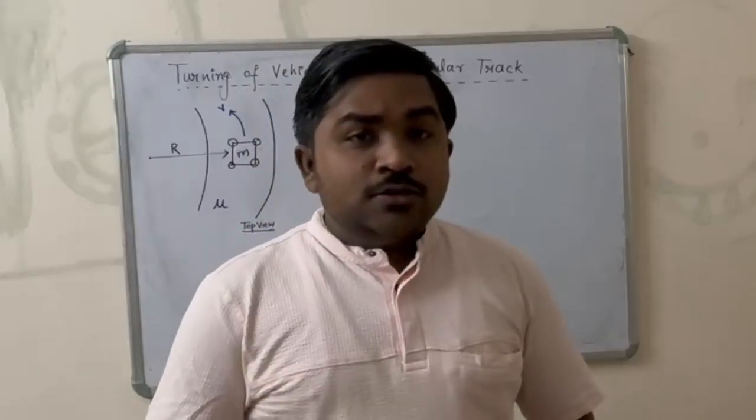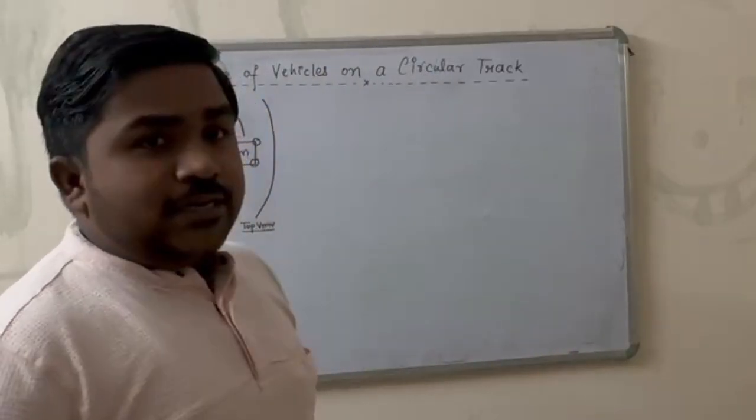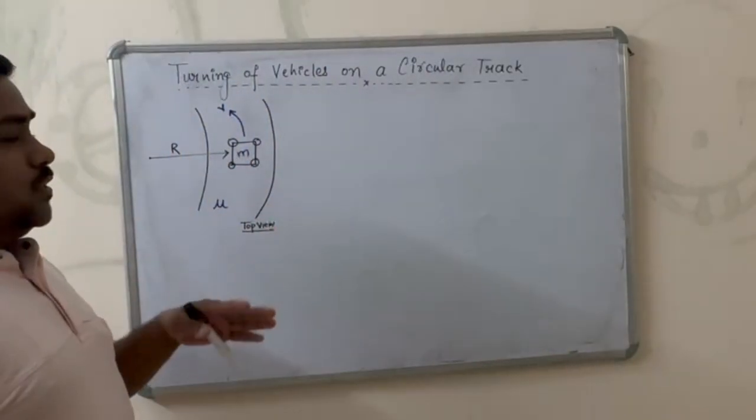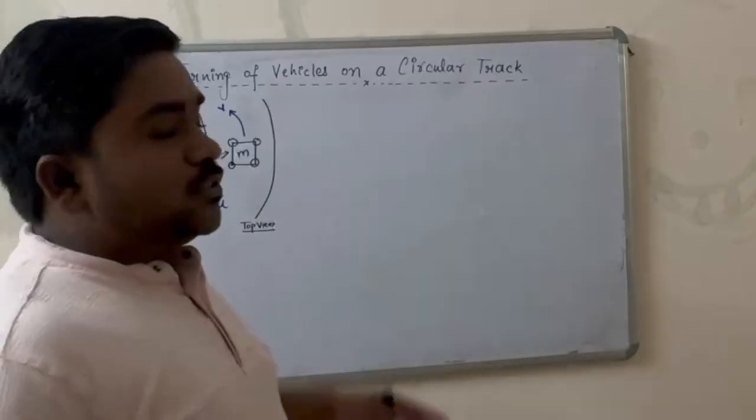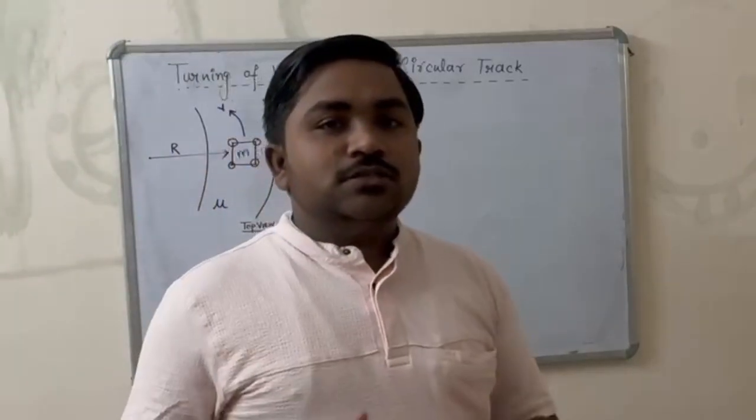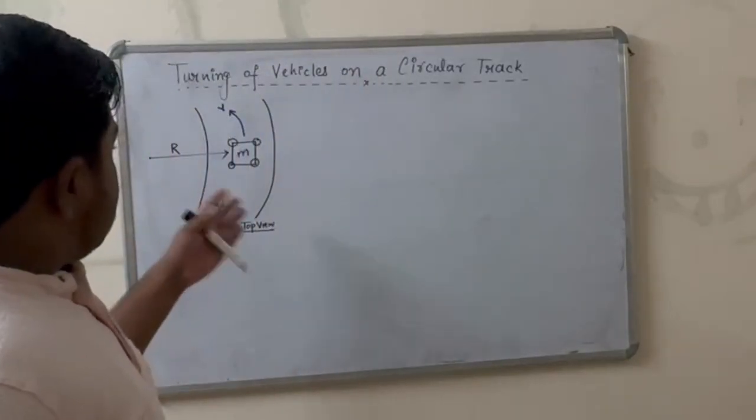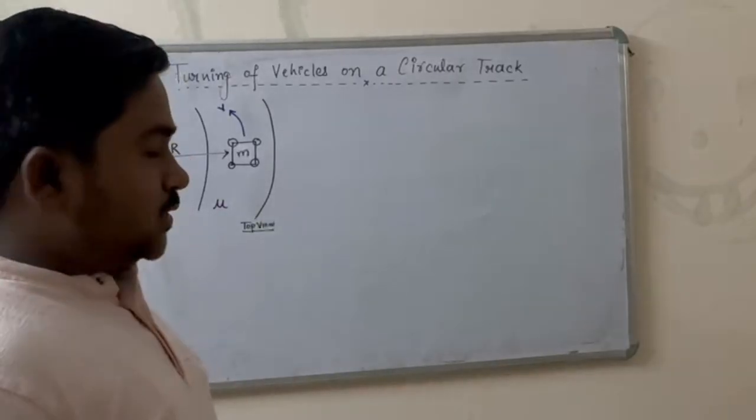Hello everyone. So today we are going to analyze the vehicles when they take a turn on a circular track. This is a topic from the chapter circular motion. So let us analyze the situation, what is provided to us.